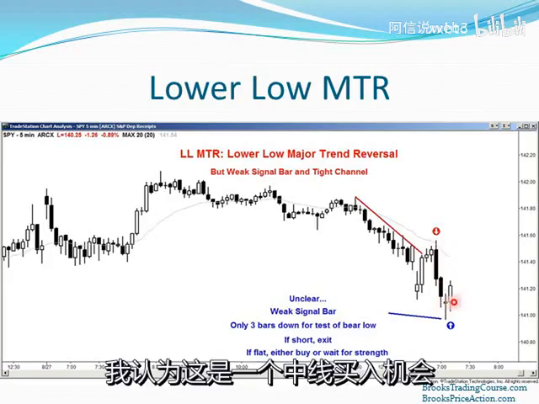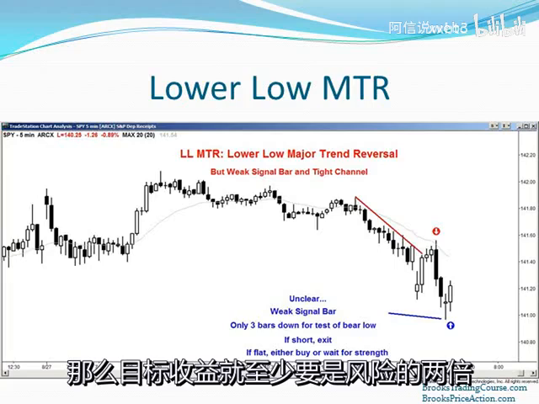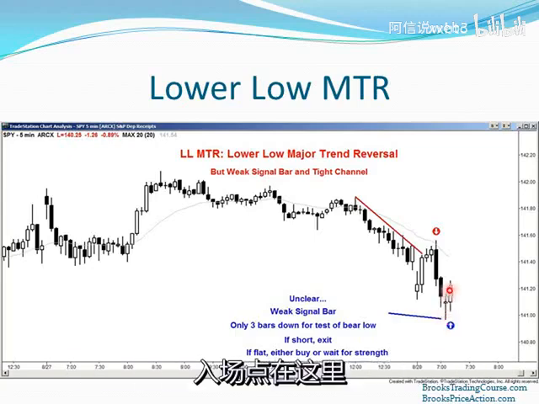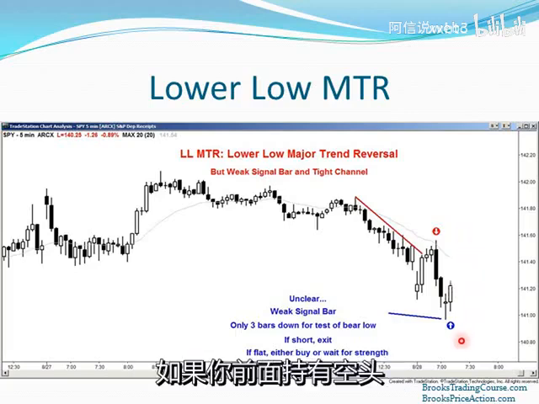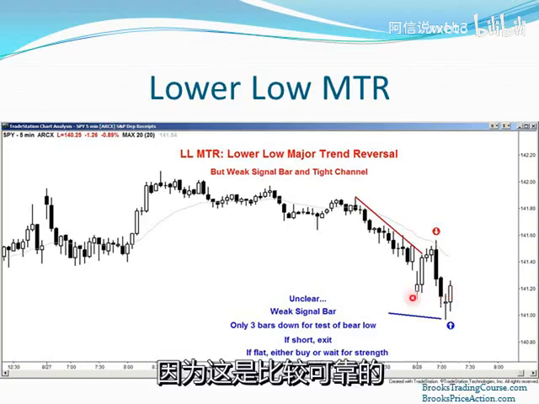So to me, this is a swing buy, not high probability, so maybe 40%. So if you're taking a 40% buy, you have to be using a profit target that's at least twice as big as your risk. Your initial risk is below the signal bar. Your entry is here. So you take a measured move up, and your target would be somewhere up in this area.